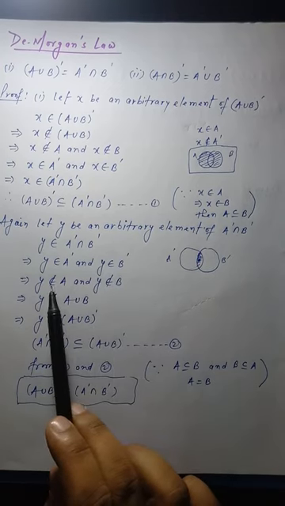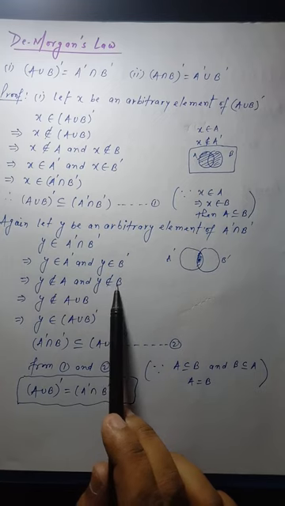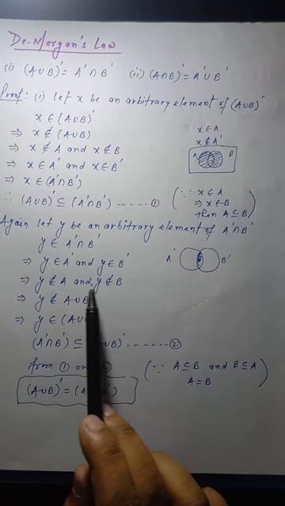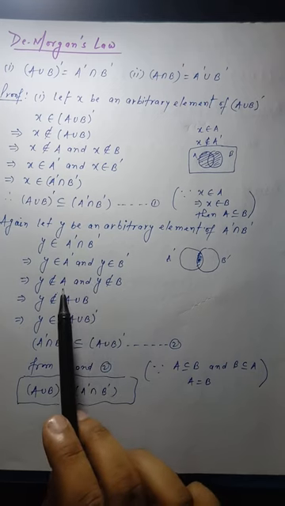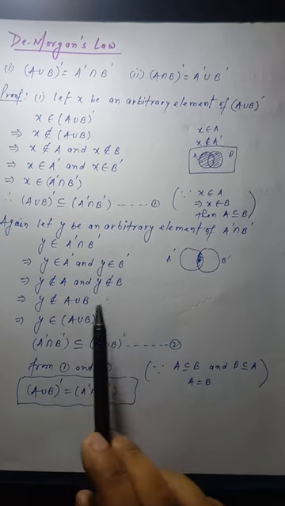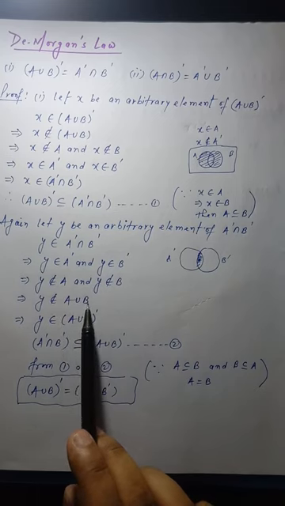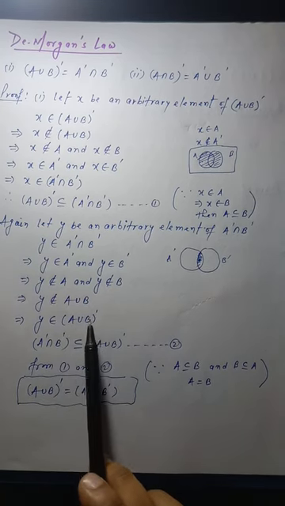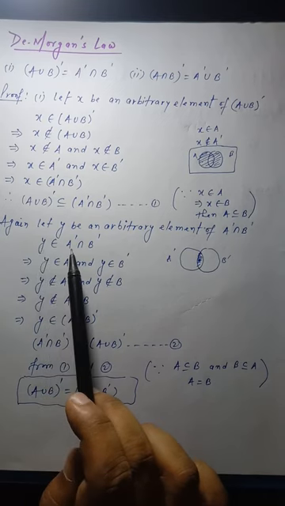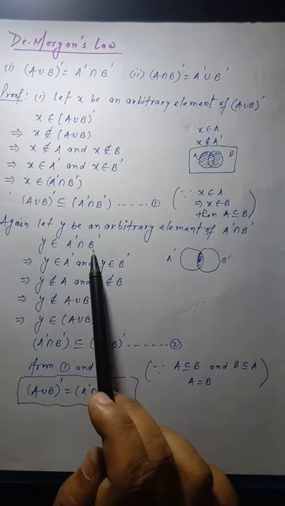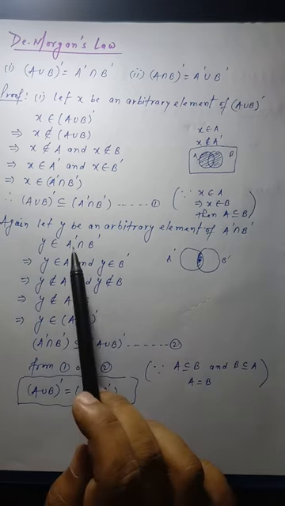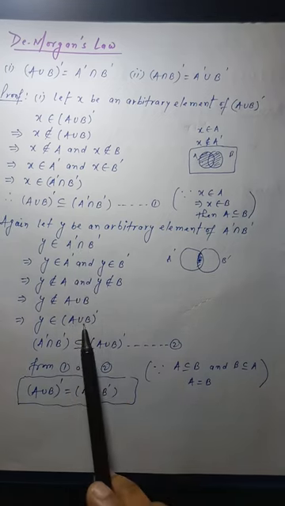So if y is not present in A and is not present in B, it means y will not be present in the union. Obviously, if y is not in A and y is not in B, it means y is not in A union B. Now see here, if y does not belong to A union B, it means y will belong to (A union B) dash. Now see here, this y belongs to A dash intersection B dash, and the same y belongs to (A union B) whole dash. It means this set is the subset of (A union B) dash.